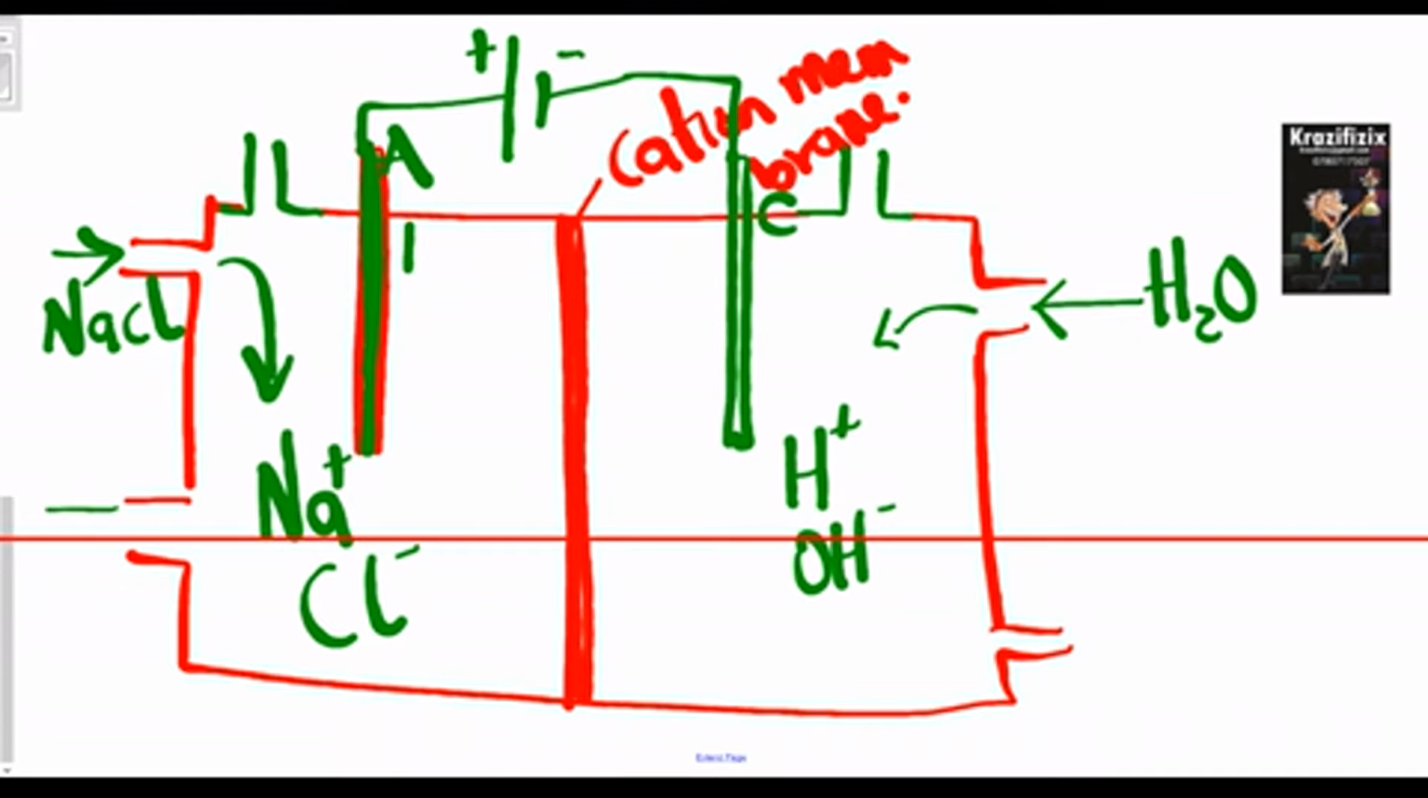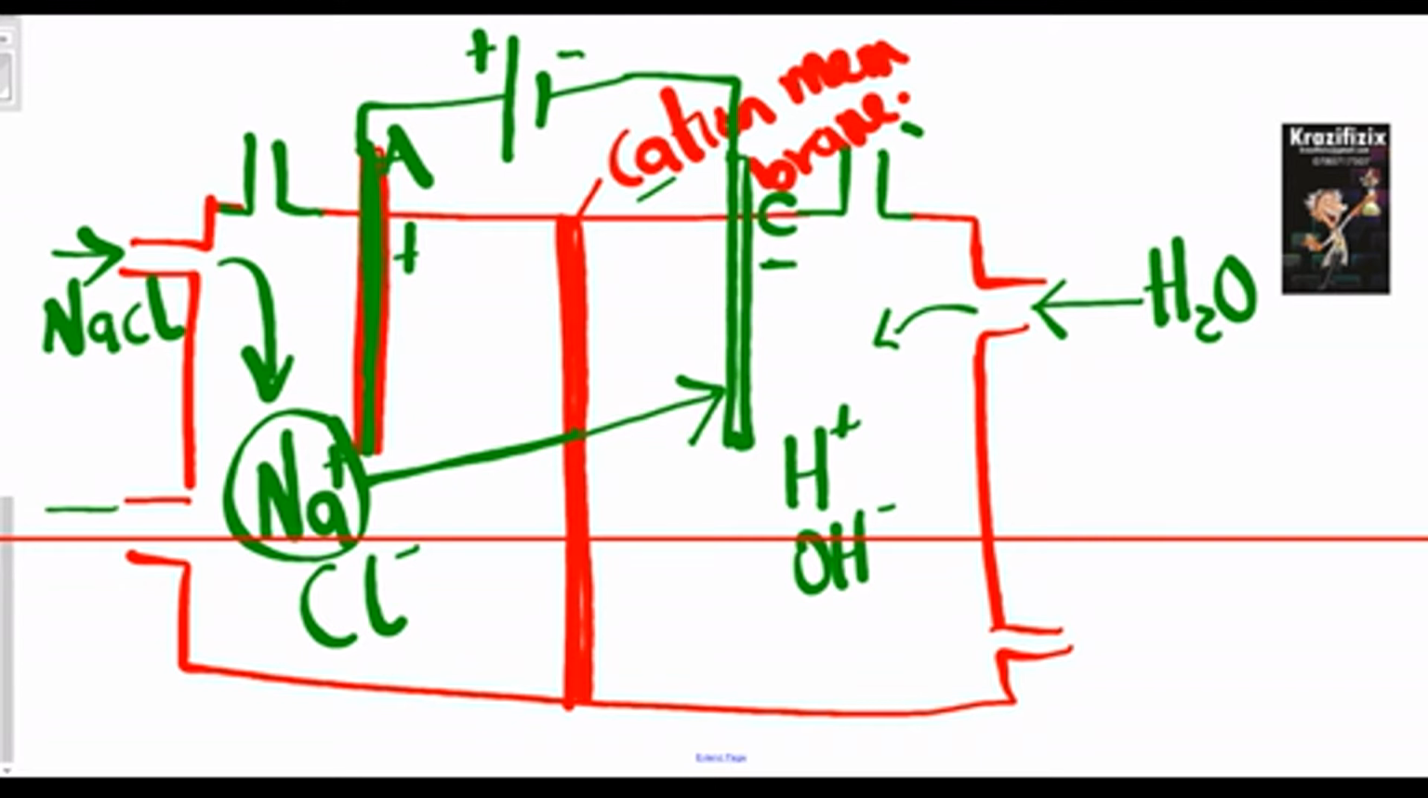Now, what do you notice? This is our positive electrode, and this is our negative electrode. The positive sodium ions cannot be attracted to the positive electrode. They need to find their way here, so they pass through our membrane cell, and then they are attracted towards the negative electrode.